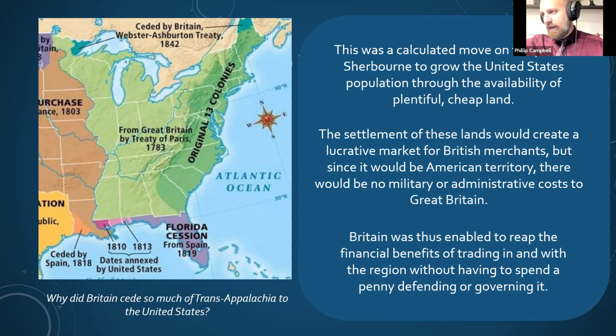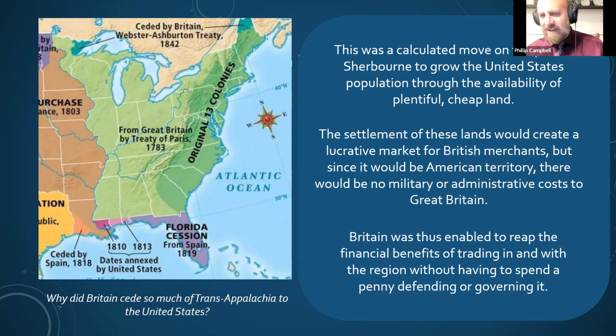He's saying, hey, if we give them all this land, they're going to settle it. They're going to trade throughout it. Our merchants can get in here. We'll make a ton of money trading with all these people, and we don't have to spend one cent governing this place. So it was all about the money in the end. And I think it was a brilliant plan on Shelburne's part, because that's exactly what happened.